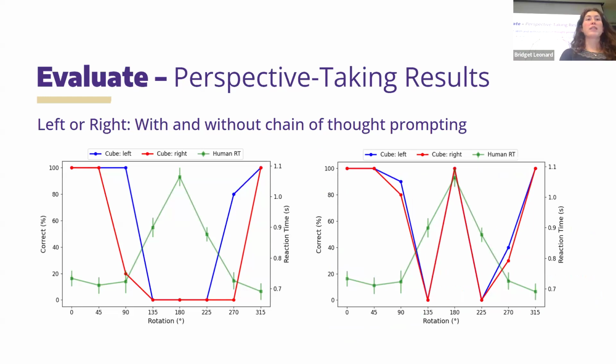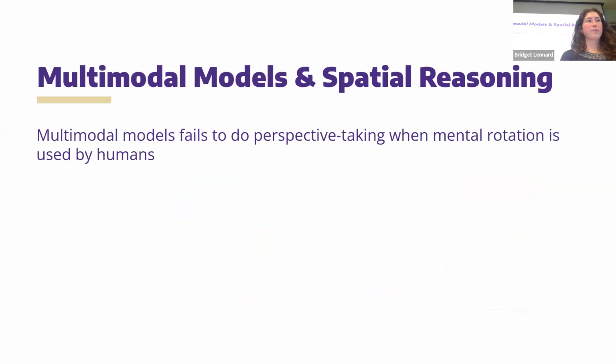It became totally perfect, but it still failed to capture anything between a 90 to 135 degree rotation, which we thought was really interesting because even though language can kind of inform it to do a little better, it's still lacking the specificity that we see in human cognition. So overall, we see that multimodal models fail to do perspective taking when mental rotation is used by humans.